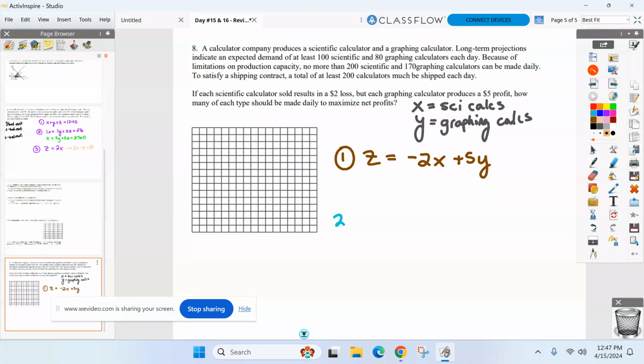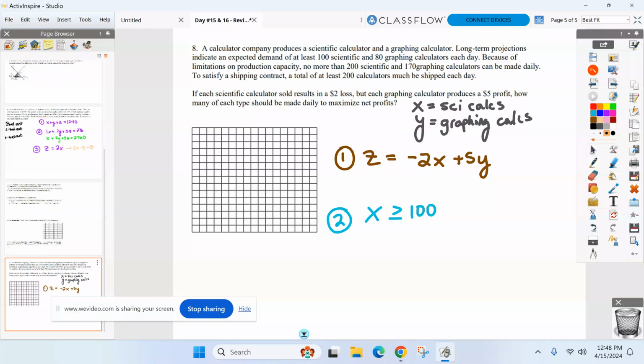What else do we need? We need our restrictions, right? We've got a lot here. Buckle up. Expected demand of at least 100 scientific. What do you have for me? X, yep, for scientific. At least, greater than or equal to 100.